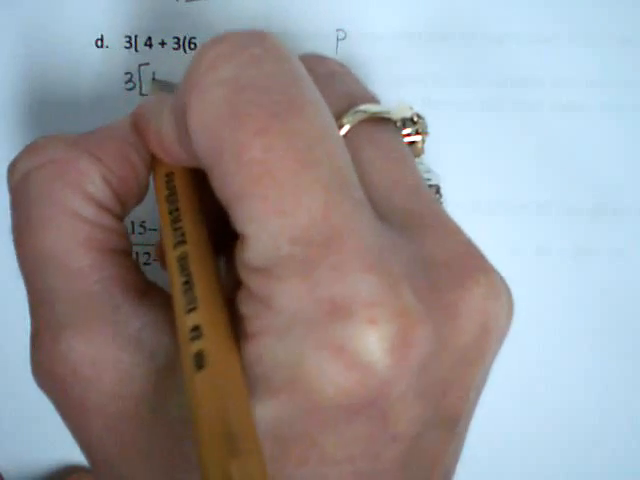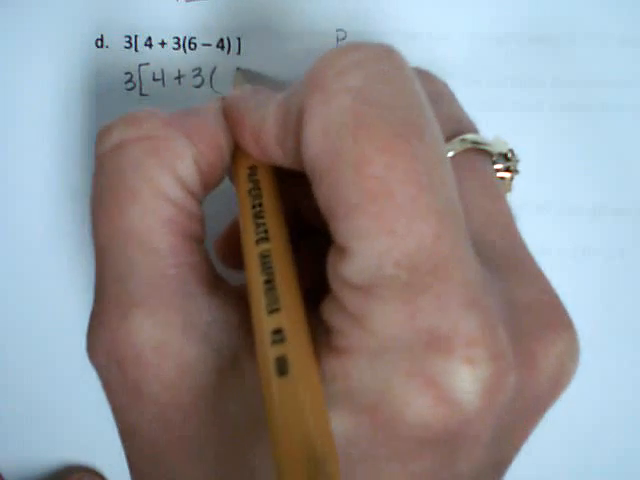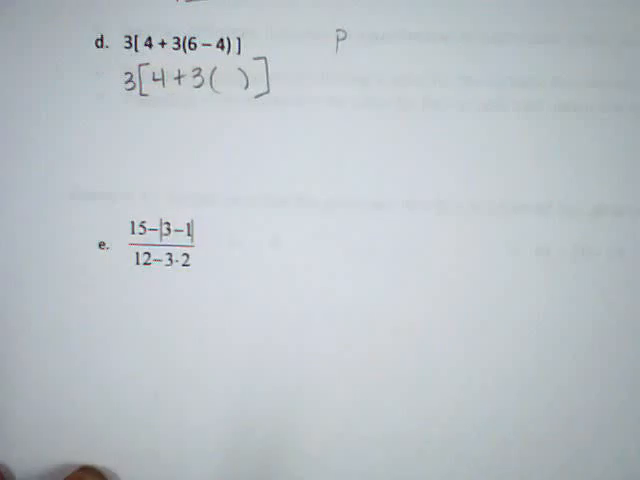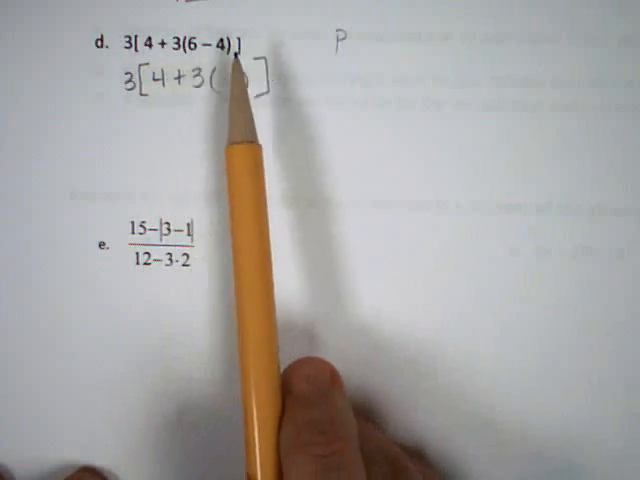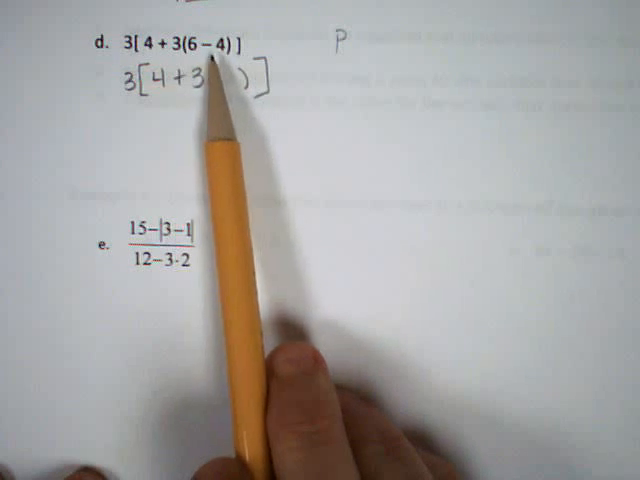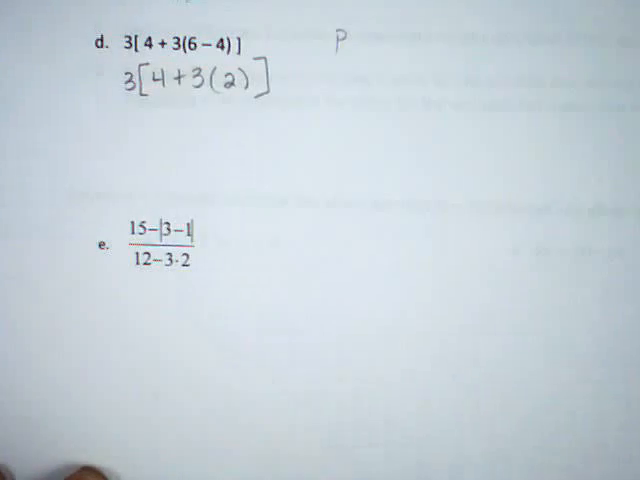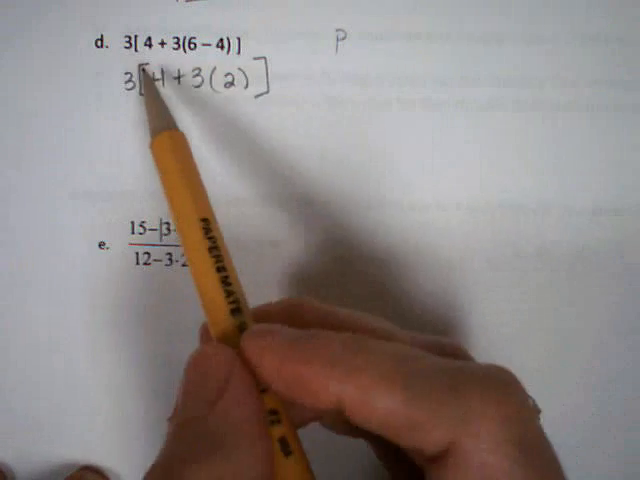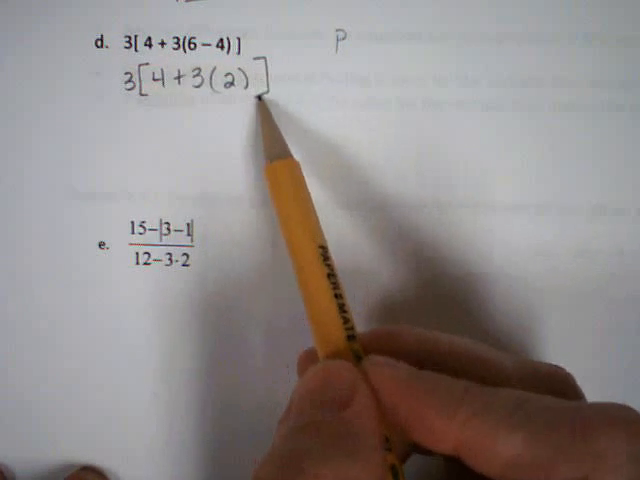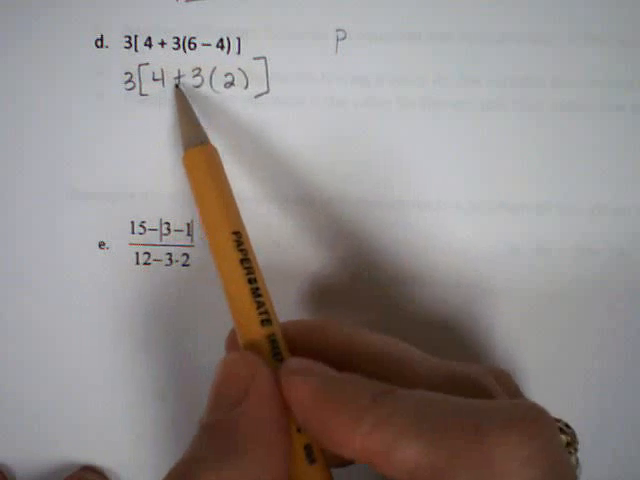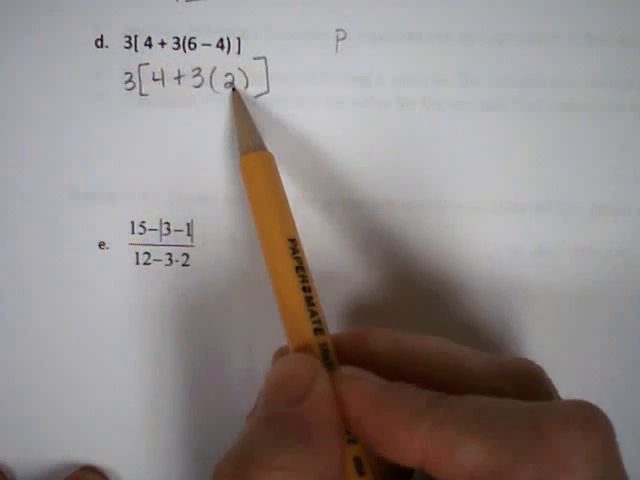Everything else I want to write down exactly like it is. So I'm not changing anything else other than what's in that first set of parentheses. So 6 minus 4 would be 2. Notice in the brackets now, what kind of operations do I have? 4 plus 3 times 2.